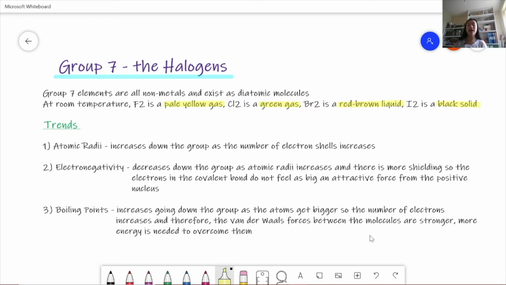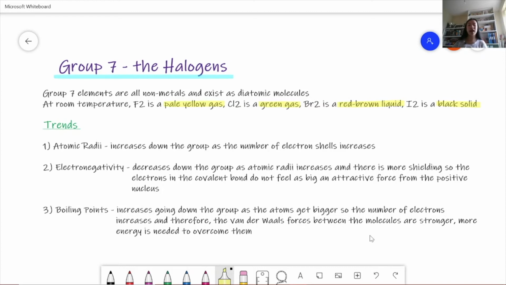The second trend we have is that electronegativity decreases down the group. Electronegativity is the power of an atom to attract the electrons in the covalent bond, the pair of electrons in the covalent bond. And so because the atomic radii increases when we go down the group, that means there's more shielding, so the electrons in that covalent bond do not feel as big an attractive force from the positive nucleus compared to atoms which are further up the group.